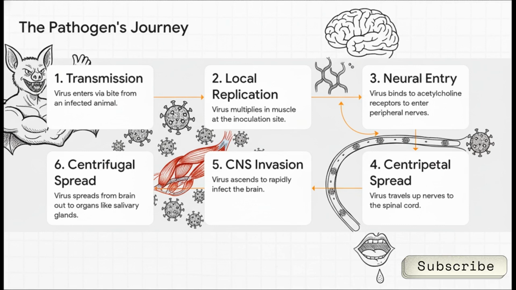It hitches a ride on our nerves, moving backward. That's retrograde axonal transport all the way up to the spinal cord. And once it's in the spinal cord, it's a straight shot to the brain. But it doesn't stop there. Once it's taken over the brain, it turns around and spreads back out, that's centrifugal spread, to all sorts of organs, but most importantly to the salivary glands. And why? So it can get into the saliva and be ready to infect the next victim. It's a terrifyingly smart cycle.